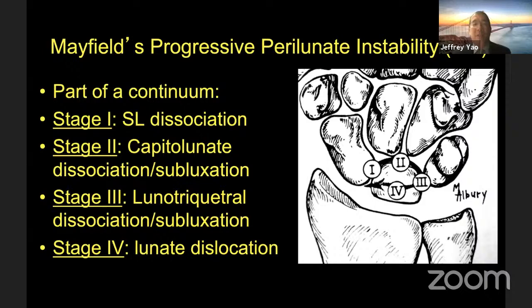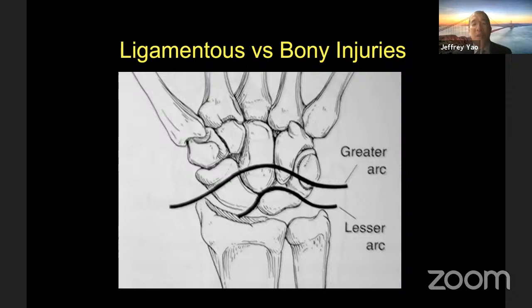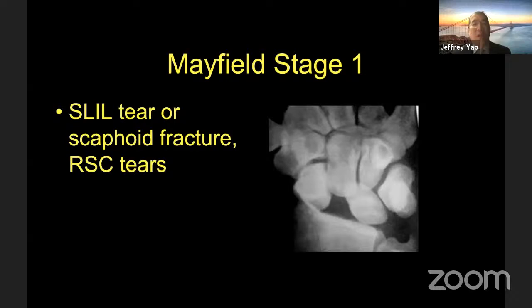We further classify these injuries as ligamentous versus bony injuries, greater arc injuries involving a fracture of any bone at any location, and lesser arc injuries being purely ligamentous injuries. So the Mayfield stage one classically is a scapulolunate ligament injury or, in a greater arc injury, a scaphoid fracture with radioscaphocapitate ligament injuries.